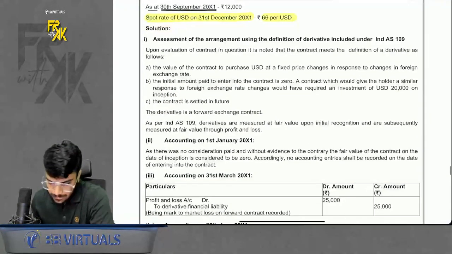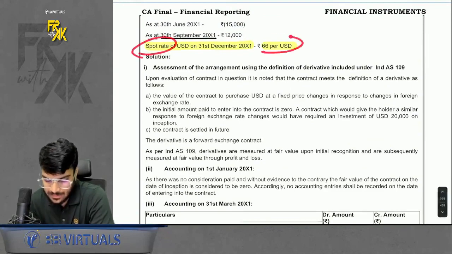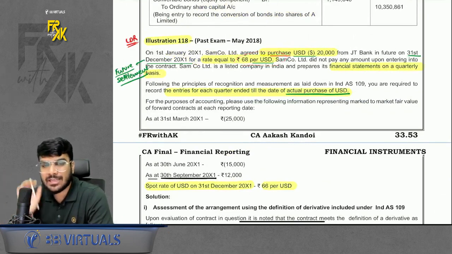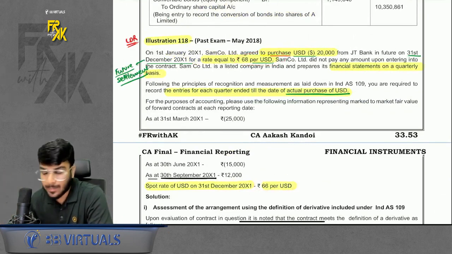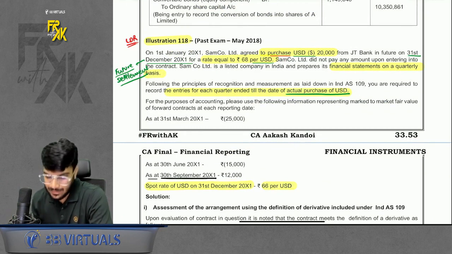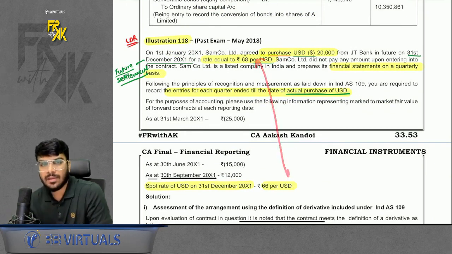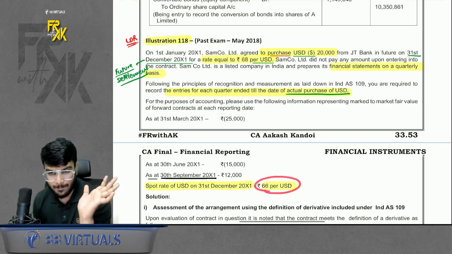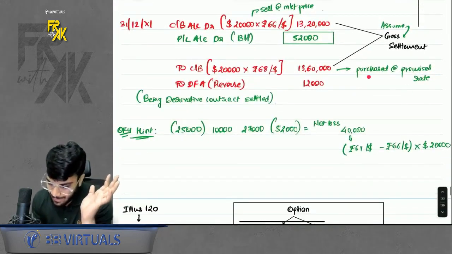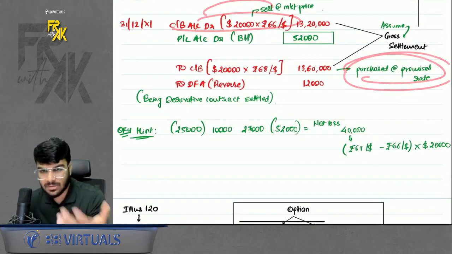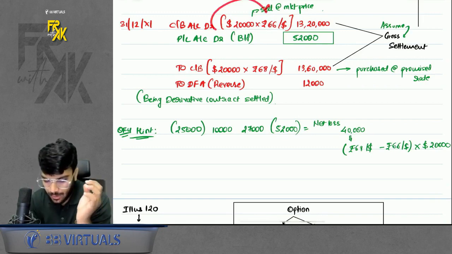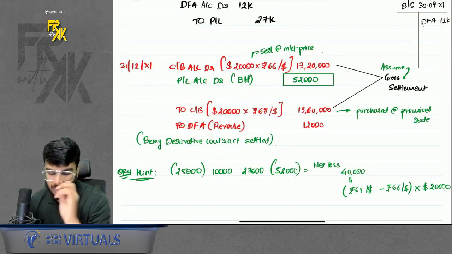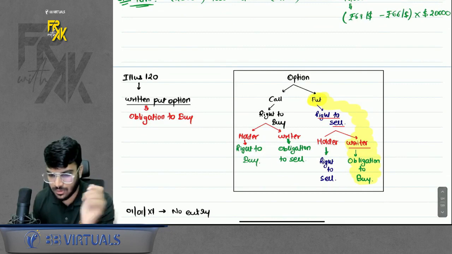Right. And then at the ultimate settlement, the spot rate is 66. Now, you promised to buy at 68 rupees, but the price in the market is 66. Can I say it is an unfavorable contract for you overall? Why? Because you are going to buy at 68 something which is worth only 66 today. So the gross settlement will be done. We will buy at the promised rate. We will sell at the market rate because we are only buying for speculation. So we will have to immediately sell it. Whatever DFA or DFL is there, just reverse it and transfer the difference to profit and loss. Simple. This was the derivative question, which is fairly simple. Just focus on that.